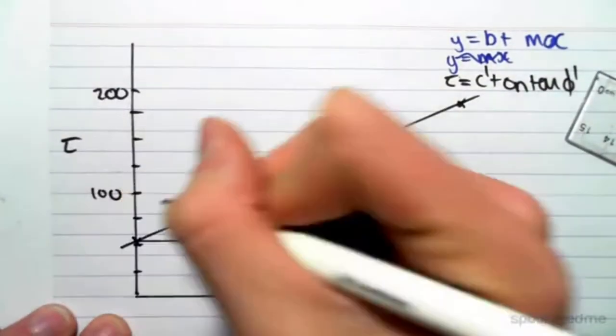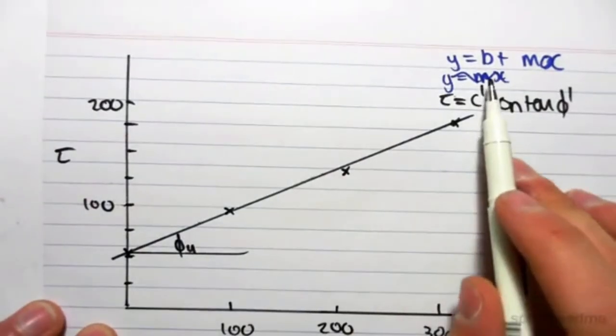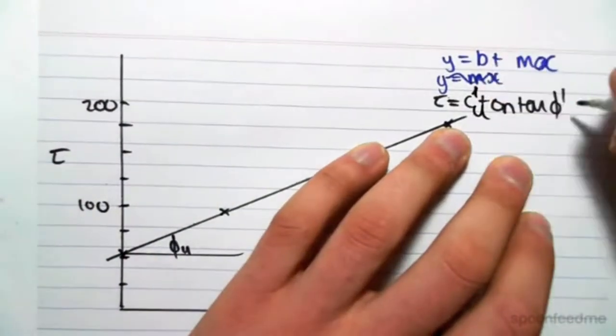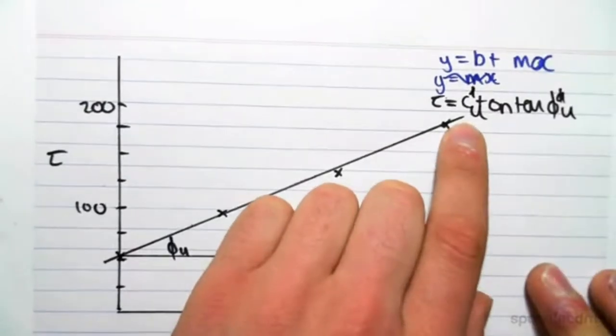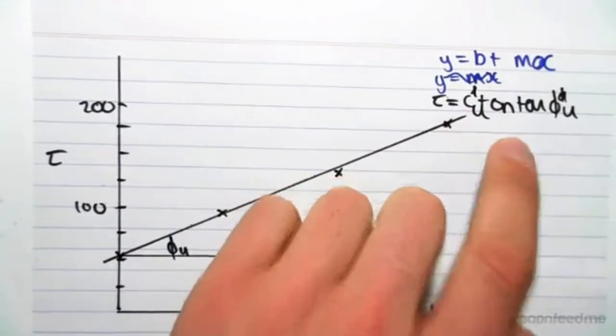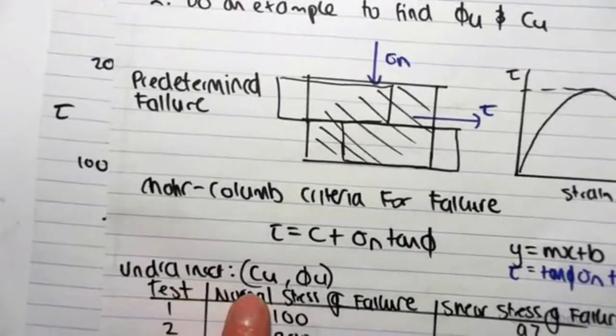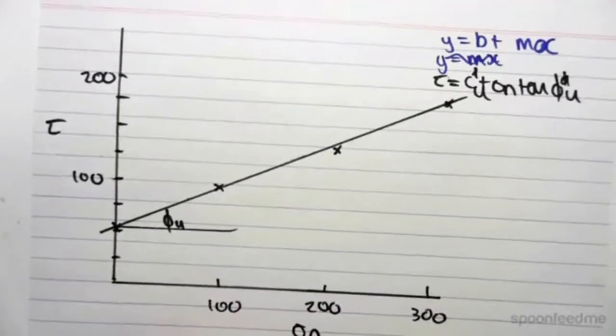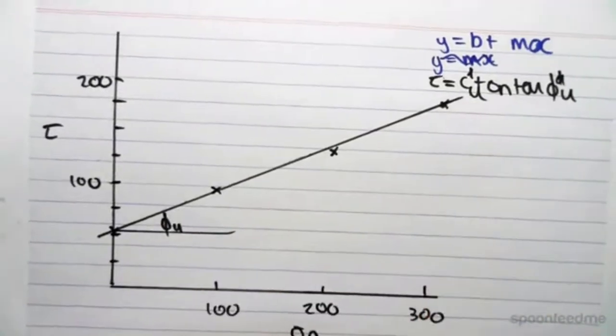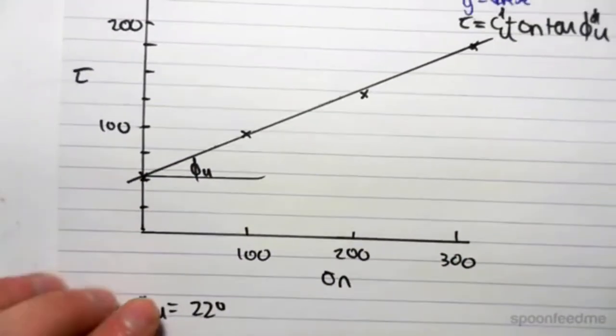And we know that C dash is given, sorry, this is Cu and phi u. Sorry, we're doing undrained. That's not dash, that's not effective. We're looking at the undrained properties. That's what we had in the question. The question asked for undrained, which is C subscript u and phi subscript u. So phi u would equal 22 degrees.